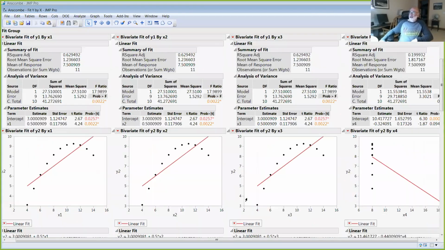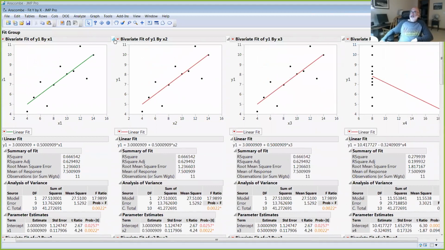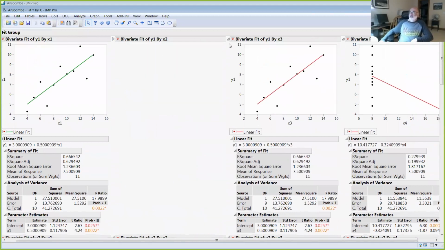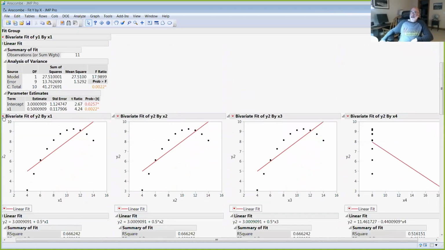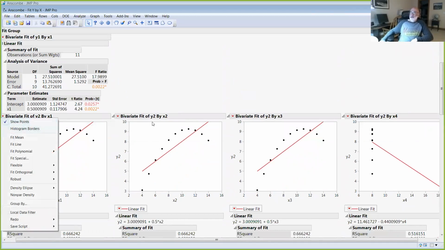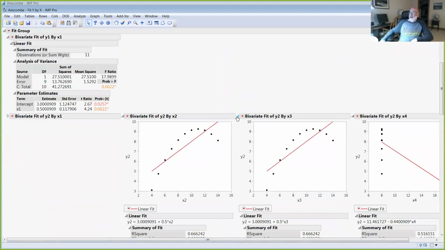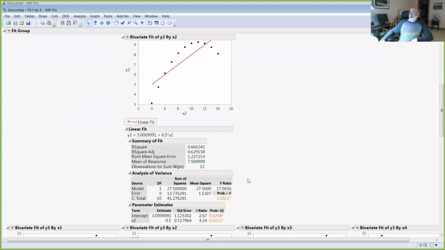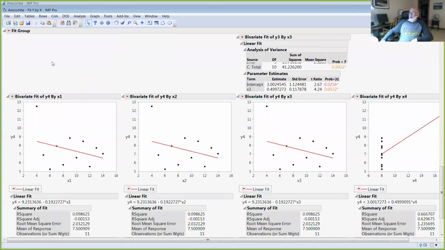Unfortunately, that has brought back all those pictures. I guess I need to redo getting rid of these boxes, y1 and x1. Y2 and x2. Y3 and x3. And y4 and x4.